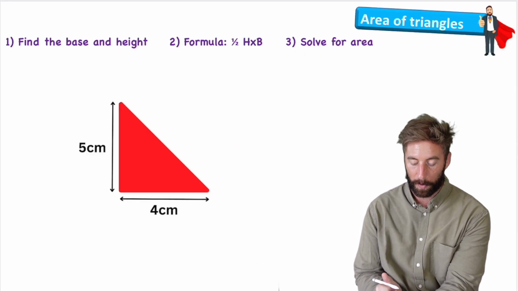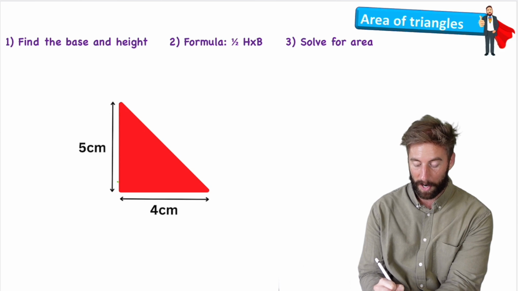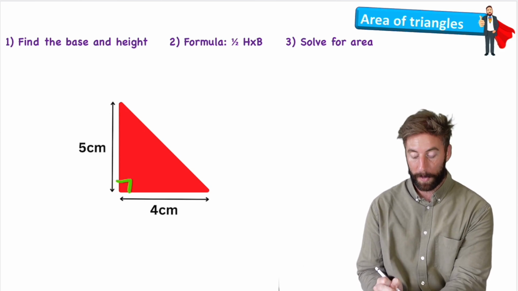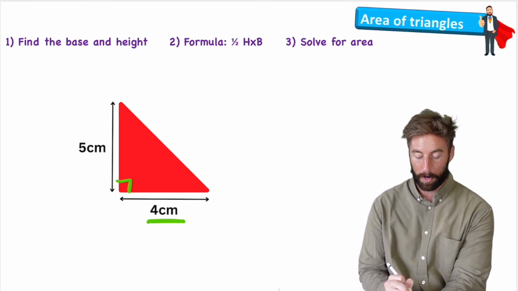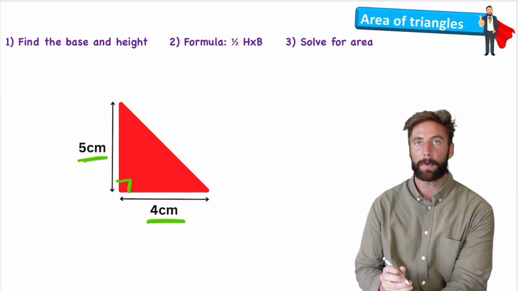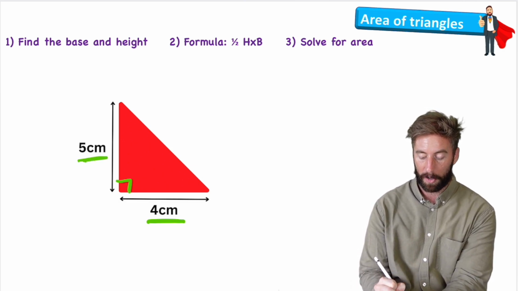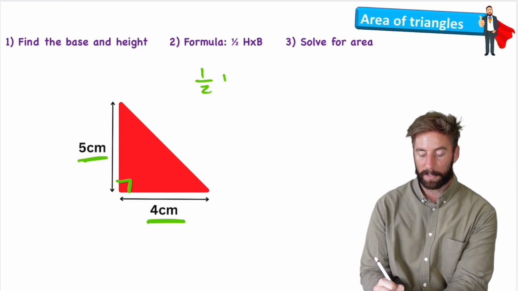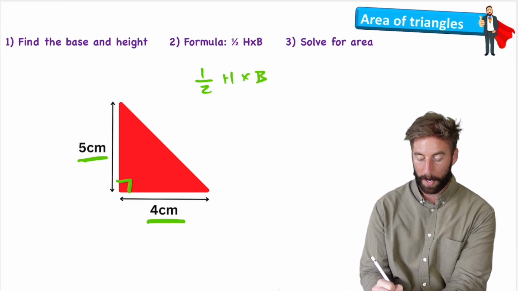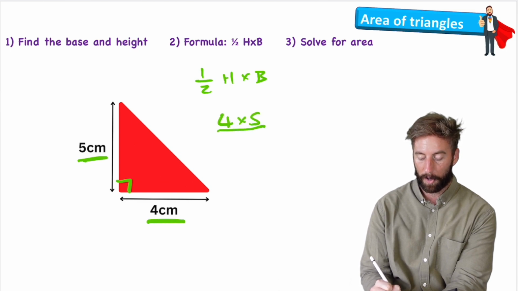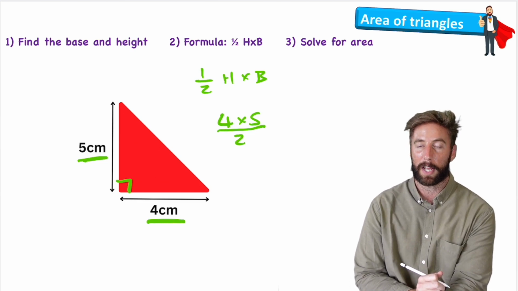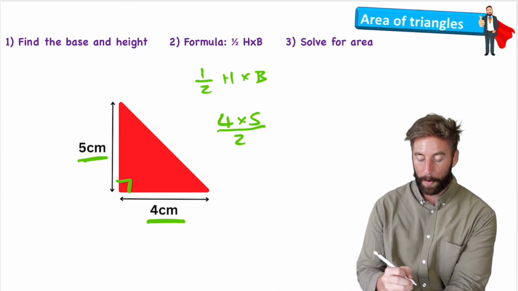This red triangle here, and we can see that this is actually a right angle triangle. And we've already been given our base and we've already been given our height. So we're simply now going to use our formula, which is half height times base. So I can rewrite this with my numbers and I can put 4 times 5 over 2. That's the same as saying half base times height. Now I can start to solve it.